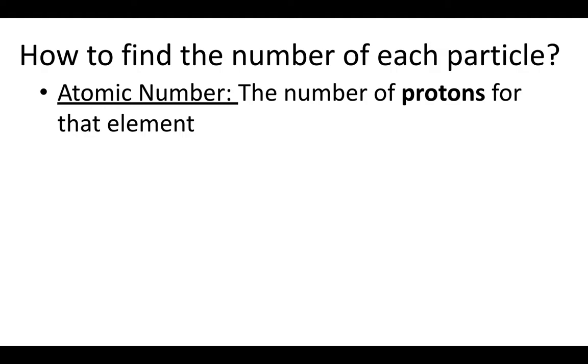The symbol for magnesium is Mg, and it is number 12. So since magnesium's number is 12, we know that it has 12 protons. If we were to add 1, we are now at 13, and it now becomes aluminum. And if we take 1 away, it becomes sodium.